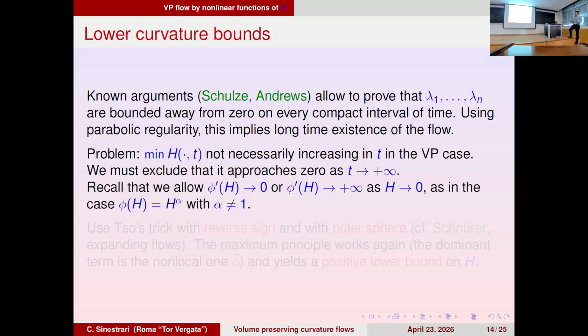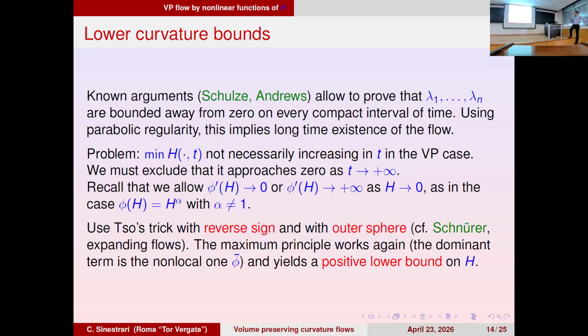And this was already encountered by Felix Schulze in standard flow without volume preserving term, and he used some sophisticated estimate from porous media equation. But in the volume preserving case, we noticed that it's possible to use a variant of Chow's trick, just reversing signs and using enclosing balls instead of enclosed. And by sort of magic, this gives a lower bound on the speed.